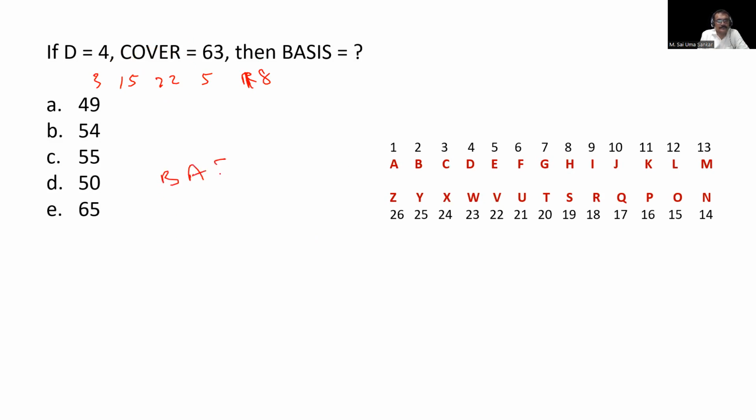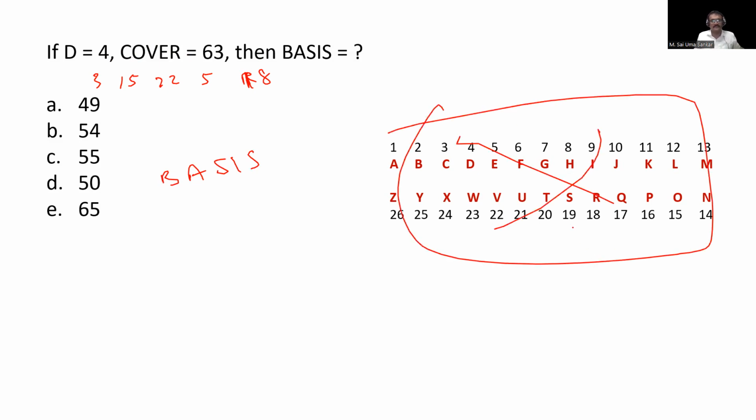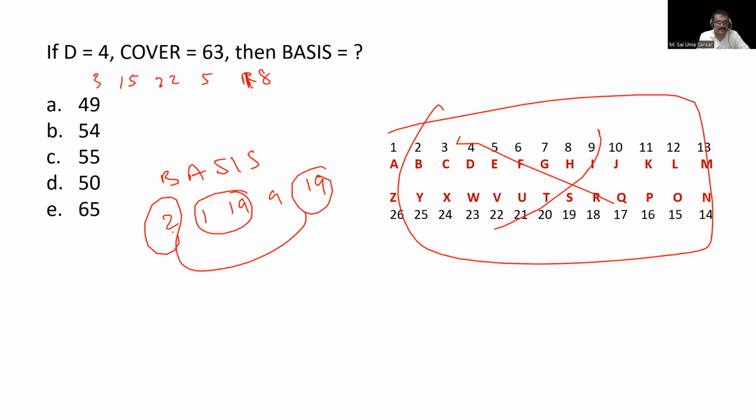What we require is the basics. If you know the place values, there is no need to write down all these things. Okay, now this is 21. Next, 19, 9, 19. What is the sum? This is 20. 20 plus 21, 41. 41 plus 9, 50. Option D is the correct answer.